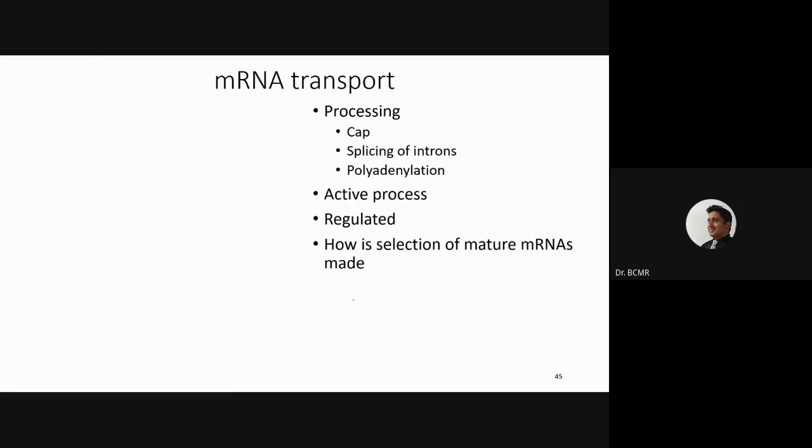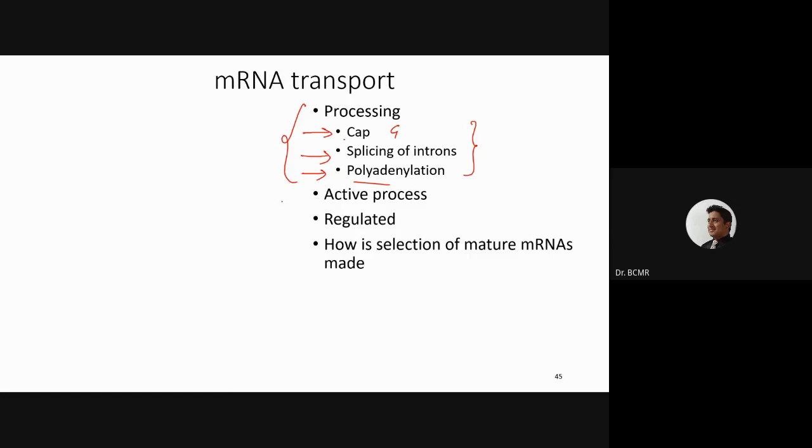Okay, and then the last is about mRNA transport. For all the mRNA, what we have discussed in this lesson so far is processing. During transcription itself, we learned about the 5' cap, the methyl G cap. And we learned about splicing of introns in this particular chapter. And also in the previous chapter, we learned about polyadenylation. It happens only in eukaryotes.